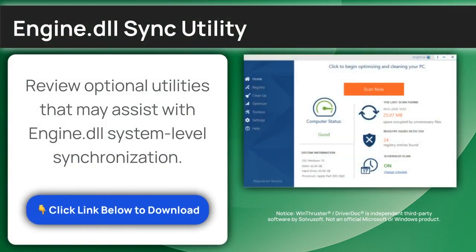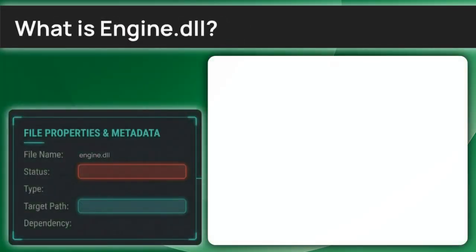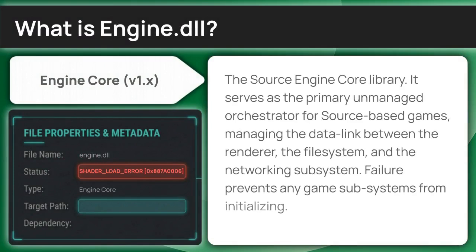support system stability. This is the Engine Library, the Source Engine Core Library. It serves as the primary unmanaged orchestrator for source-based games, managing the data link between the renderer, the file system, and the networking subsystem. Failure prevents any game subsystems from initializing.